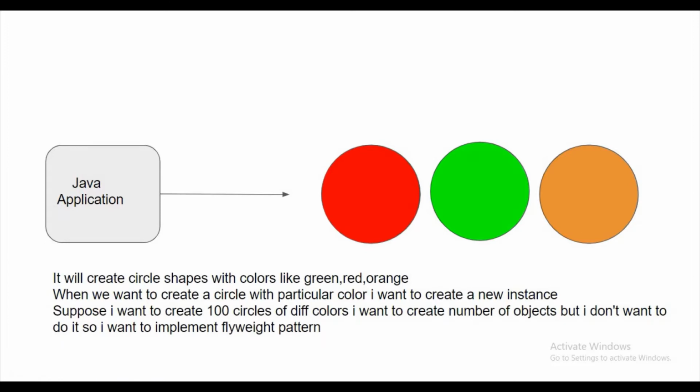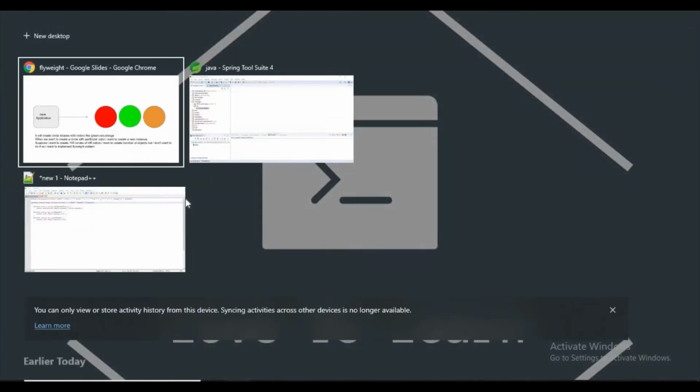What will normally happen if I create a separate object for each circle with each color? A large number of objects will be created in memory, which will lead to performance issues, and so much memory will be wasted. Now I will resolve this issue by using the flyweight design pattern. Let's go to the implementation, guys, where I will show you how I deal with this issue.